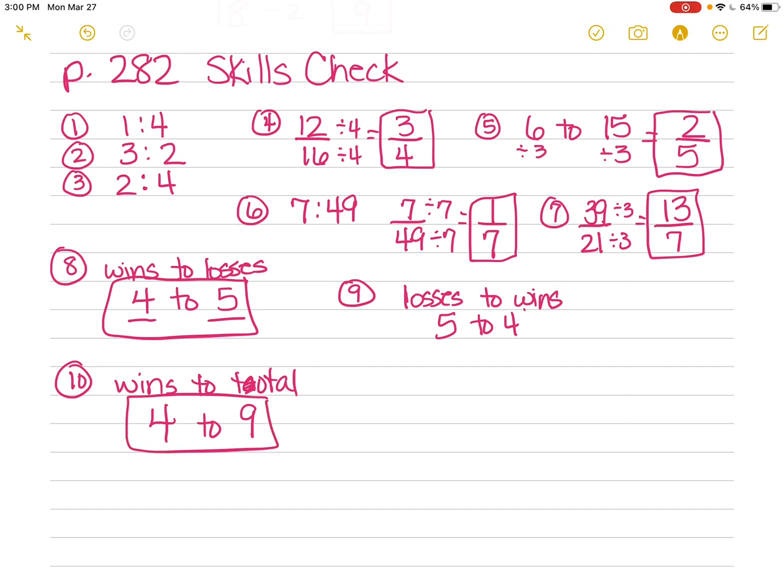So hopefully those weren't too hard, and now you're ready to do your homework for lesson 9.1. They'll be just like these types of problems. That's all.